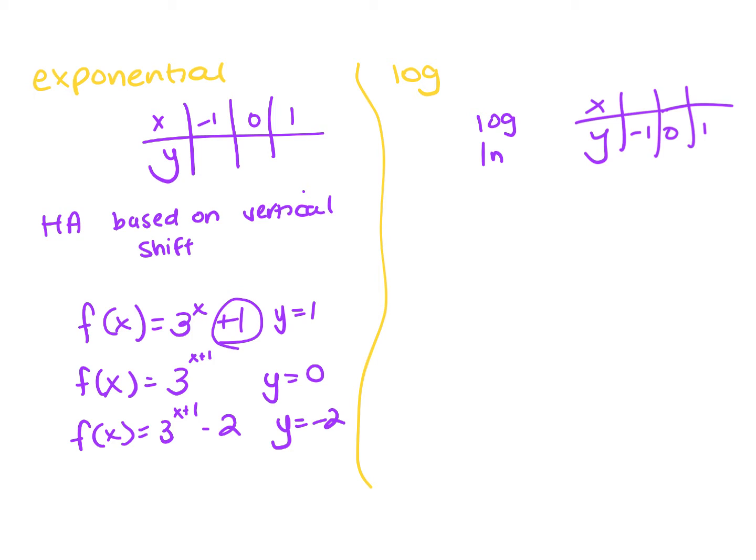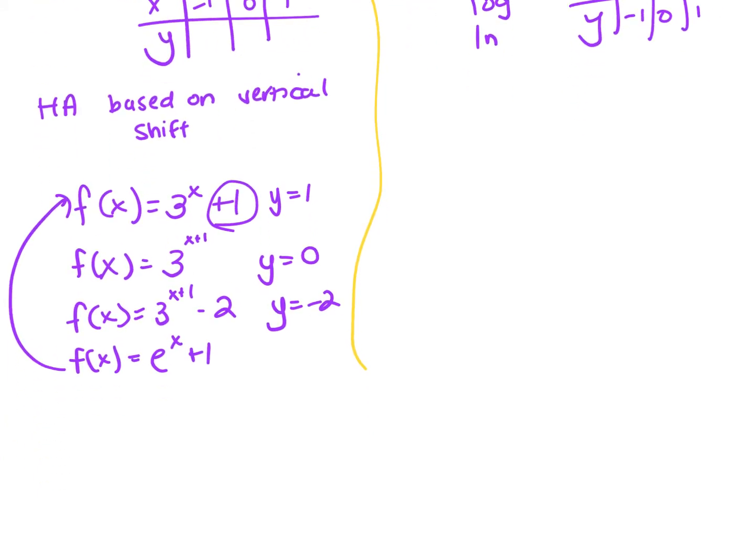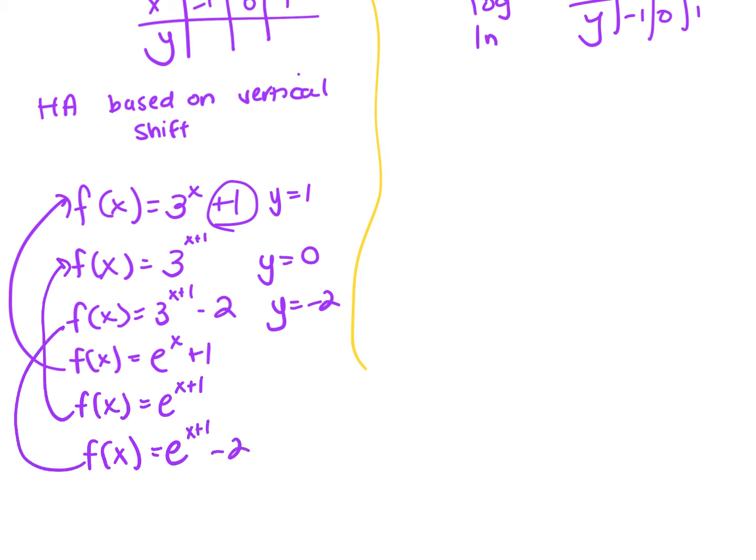So all of those could also have been e's: e to the x plus 1, and that's the same as that. F of x equals e to the x plus 1 in the exponent, and it's the same as the second one. And f of x equals e to the x plus 1, minus 2, and it's the same as the third one. Same as in horizontal asymptotes. Obviously, the coordinate points are going to be a little bit different. Not much different, though, because the base of 3 is not that different from e.